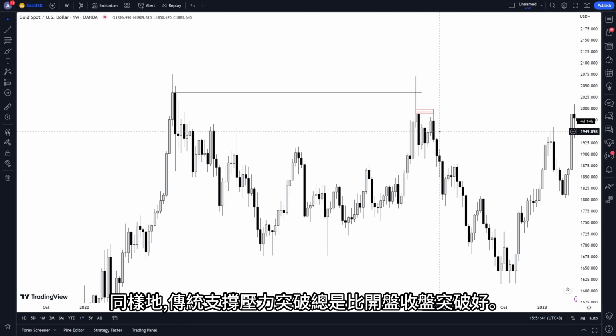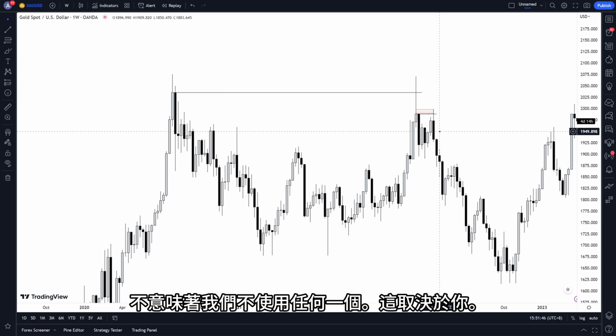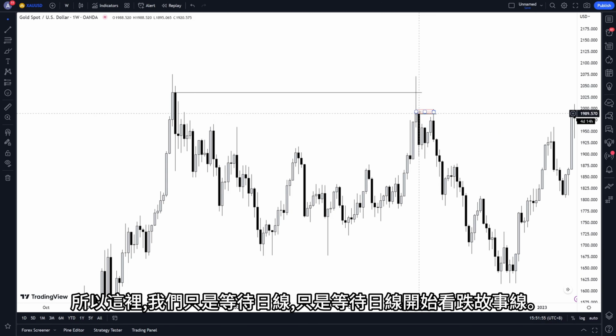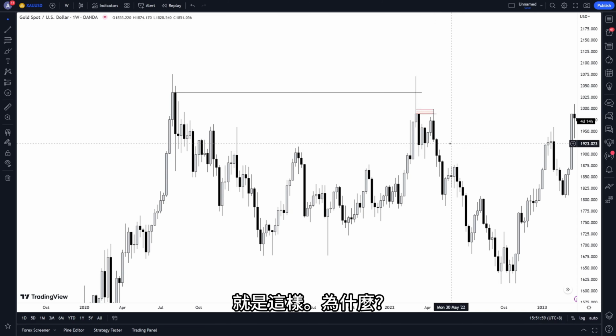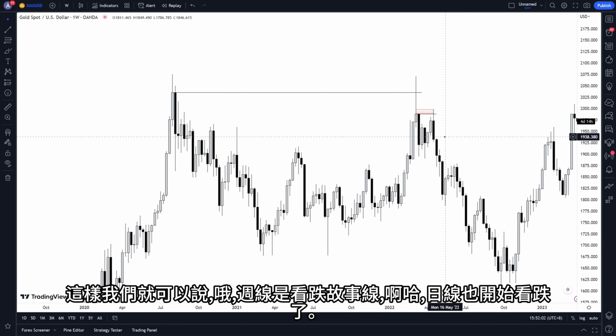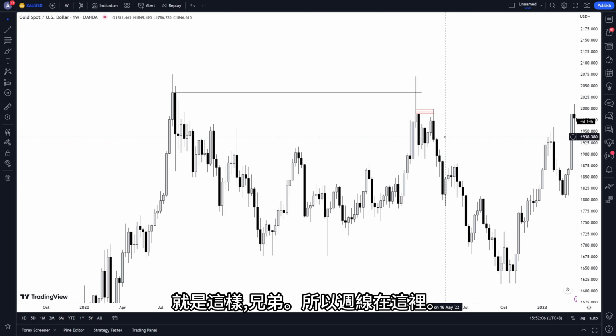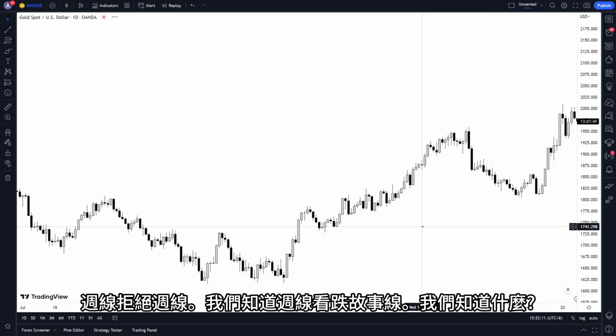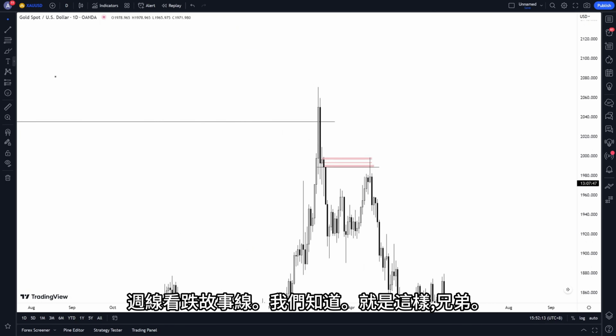Traditional SNR is always better than open close. The same way traditional SNR break is always better than open close break. Doesn't mean we don't use either one. It's up to you. I'm just telling you my rules, what I do, because I'm teaching on my channel. So over here, we're just waiting for daily to start a bearish storyline. Why? So that we can say, weekly is bearish storyline, and daily has started bearish as well. So weekly is in here, weekly reject weekly. We know weekly bearish storyline, we know what?